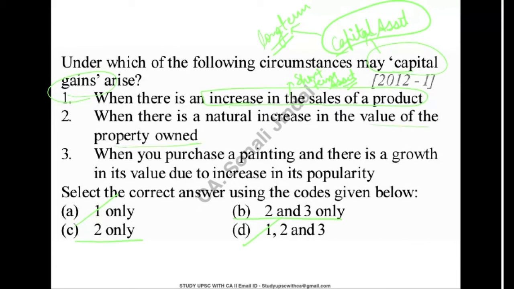When there is a natural increase in the value of the property owned. Yes, property owned, this is a long-term asset. So this is a capital gain. When you purchase a painting, there is a growth in its value due to increase in its popularity. Yes, this is also a capital asset.